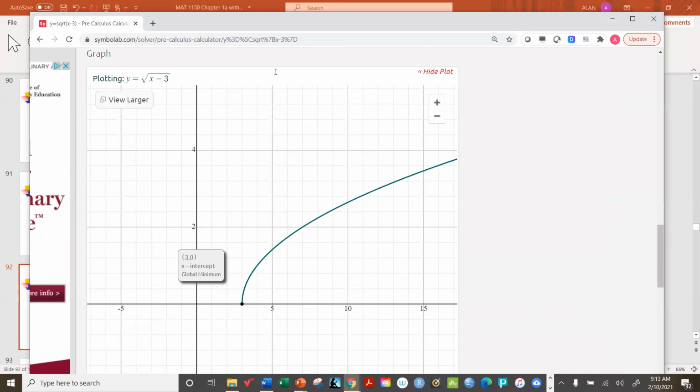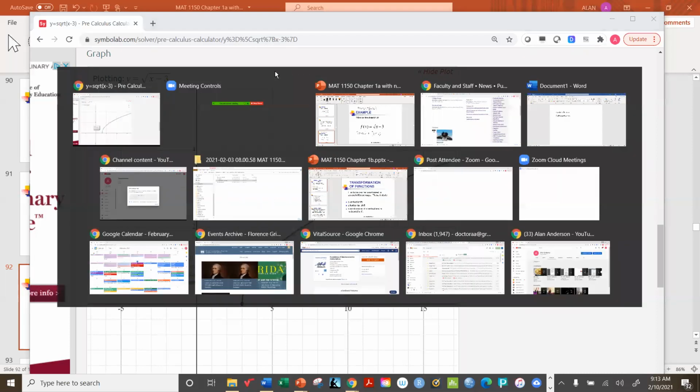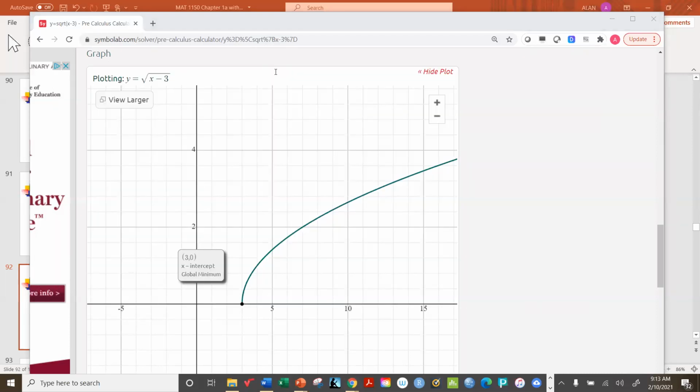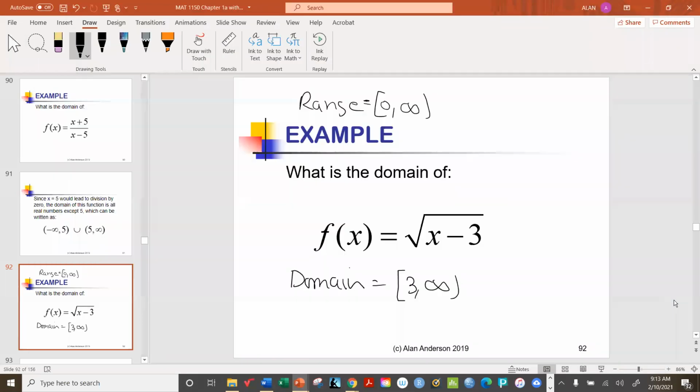I like that. But it's the same basic shape as square root of x. It's just that it's been shifted over by 3, which is, by the way, a topic we'll be looking at in the second half of this chapter. All right, let's see, what's next?